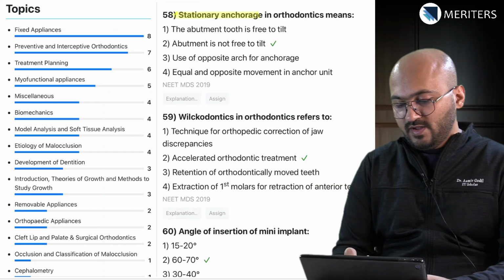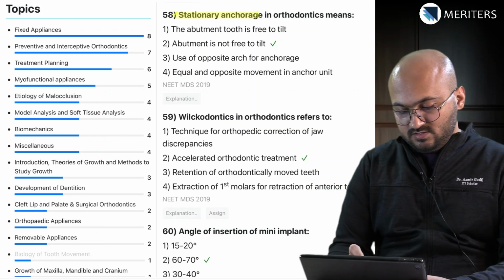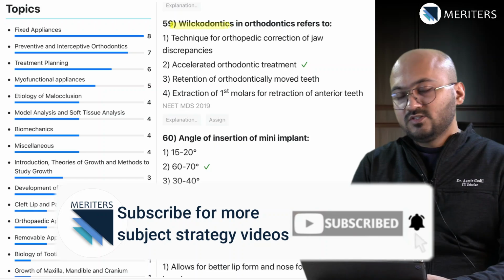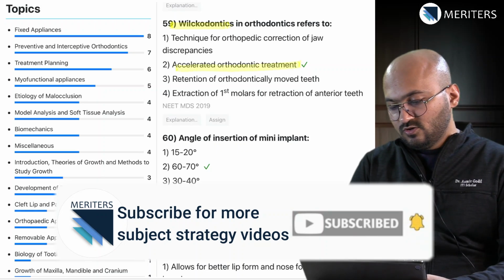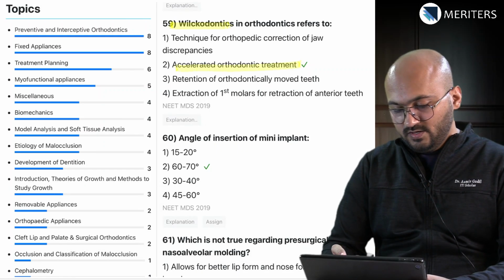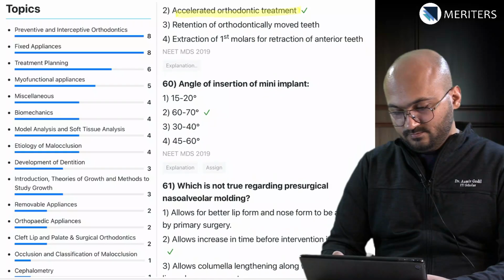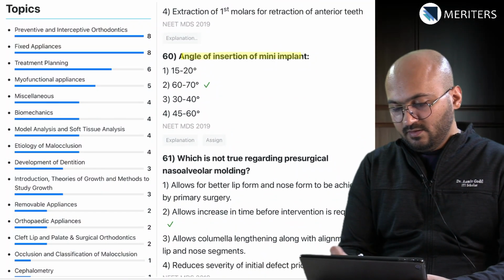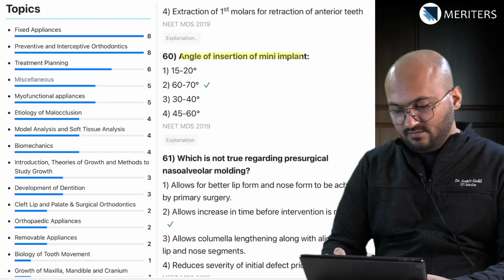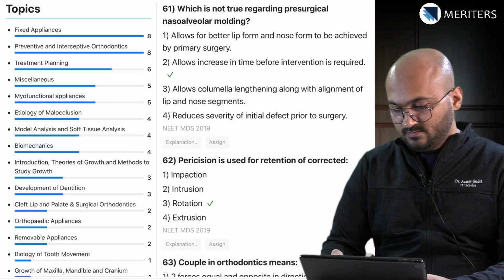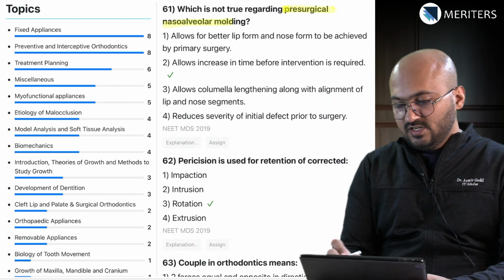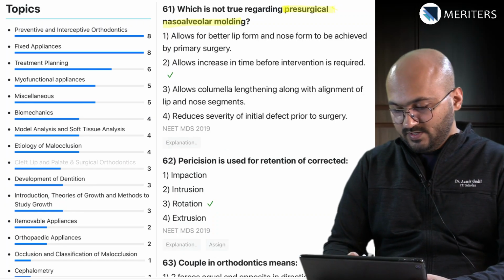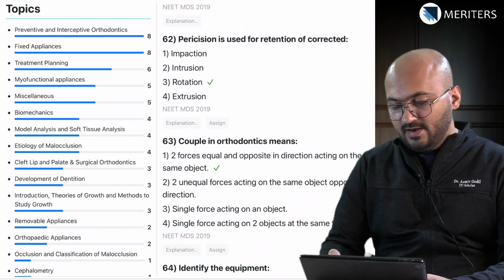Anchorage, first question from anchorage, right? So that goes to biomechanics. Then Wilcodontics is surgical orthodontics, accelerates orthodontic tooth movement. Angle of insertion of mini implant, factual question. Pre-surgical nasoalveolar molding, you must know this in appropriate detail. Cleft lip and palate repair.